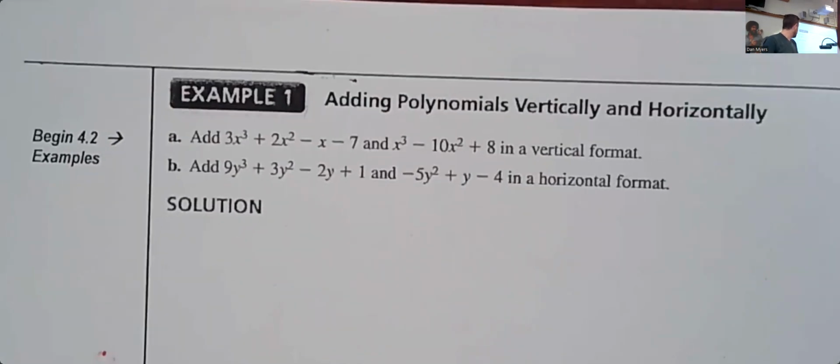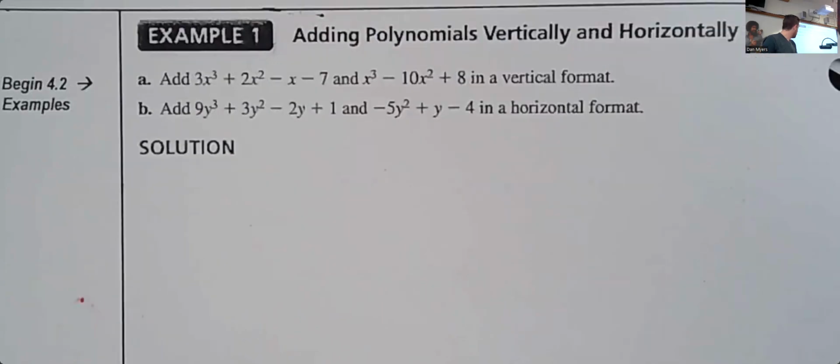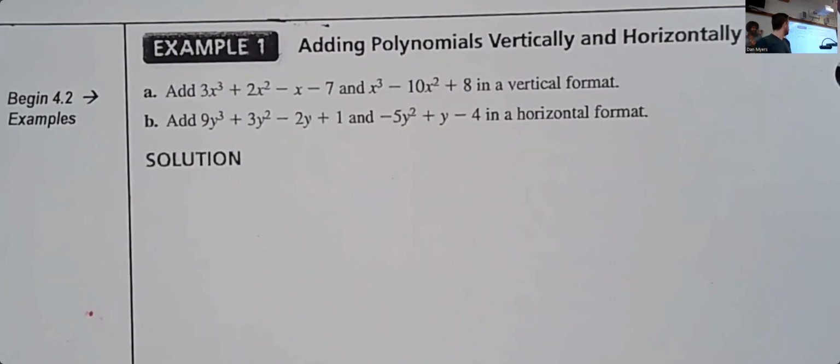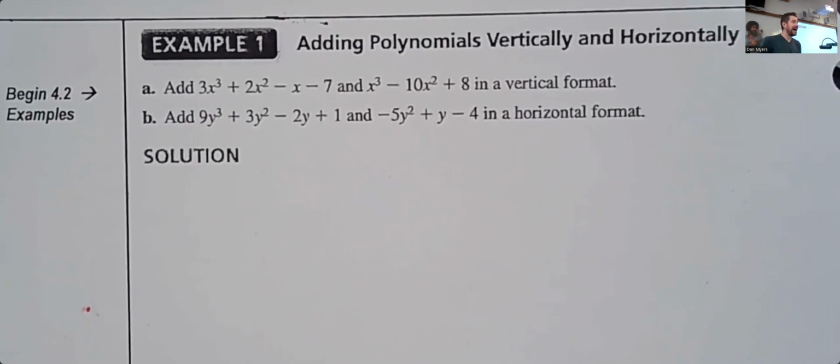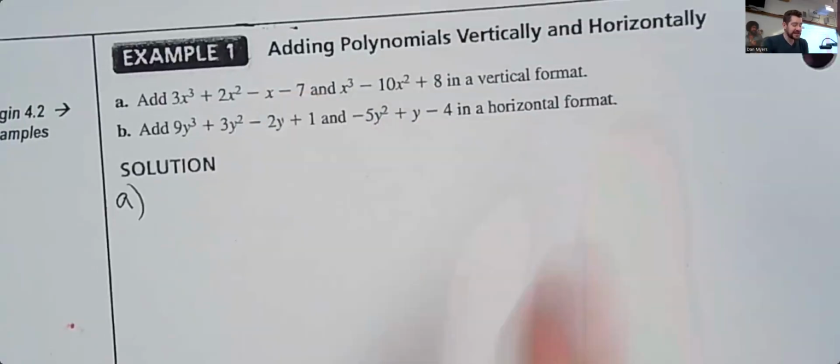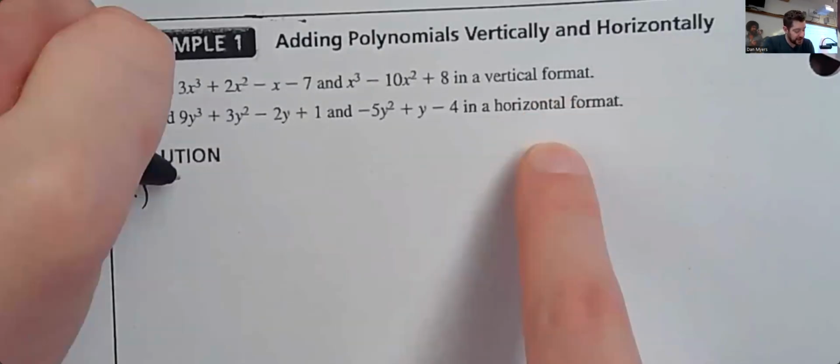Now, the wording here is a little bit weird. When it talks about the formats, the vertical and horizontal format, that just means how you actually write the problem. So for example, adding vertically means you're going to write one above the other, or subtracting vertically means you're going to write one above the other. Horizontally means you're writing them next to each other. That's all that means.